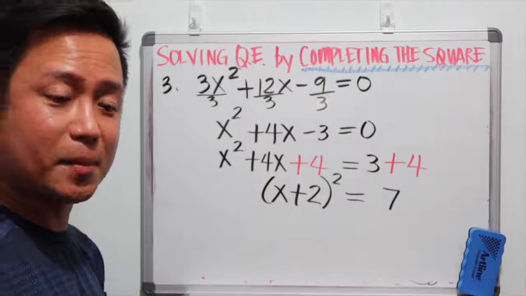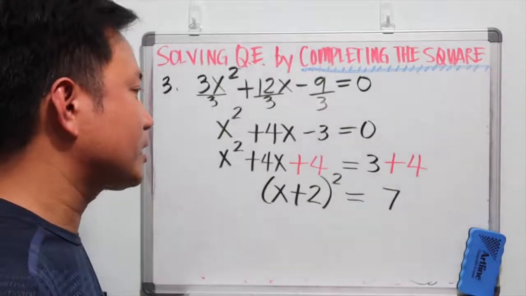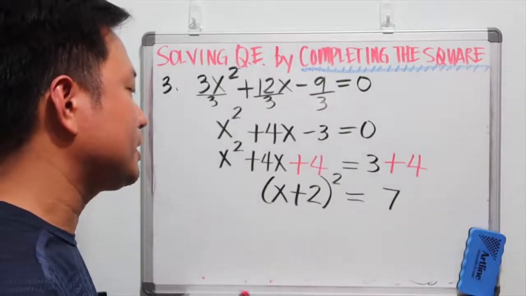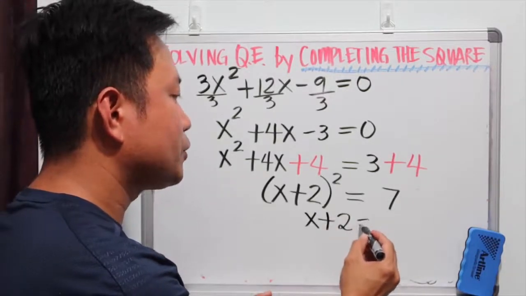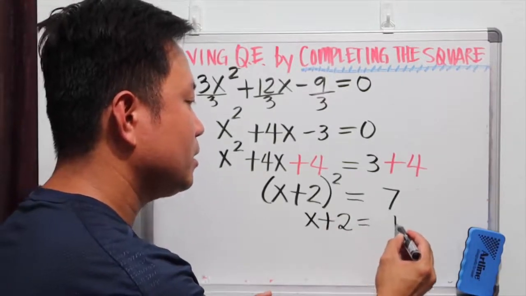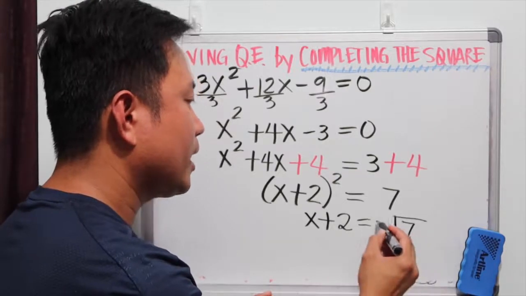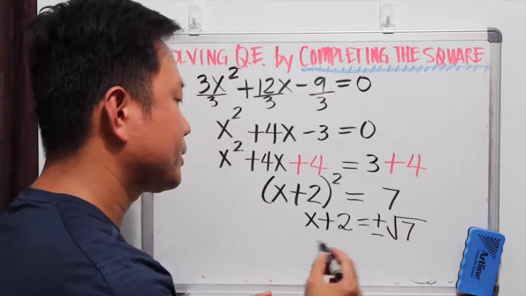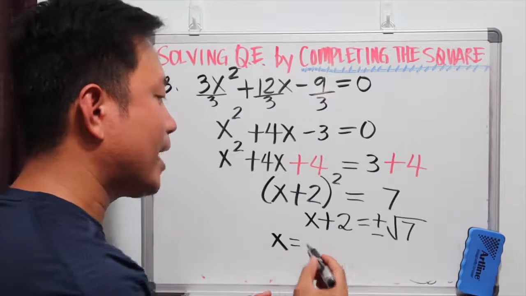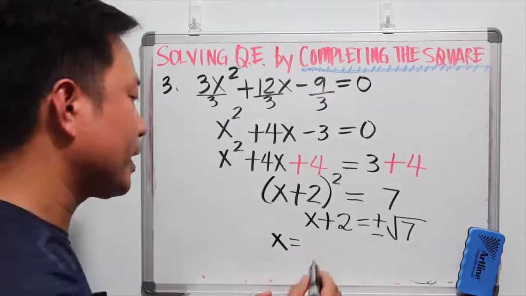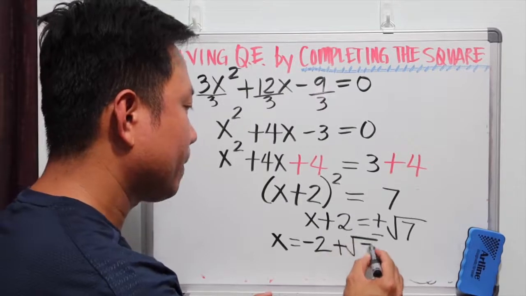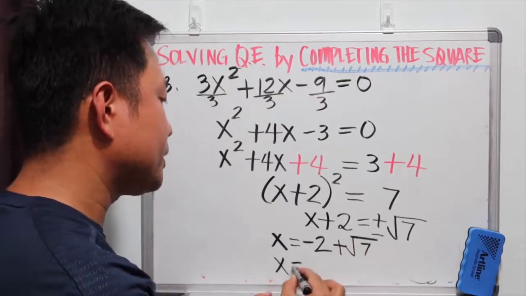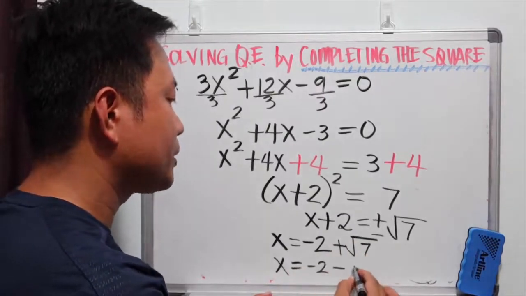Again, the next step, you take the square root of both sides, and that gives us x plus 2 is equal to root 7, and again we need to have plus or minus. Which means our first value, if you subtract 2 to both sides, will be negative 2 plus root 7. And the other one is negative 2 minus root 7.